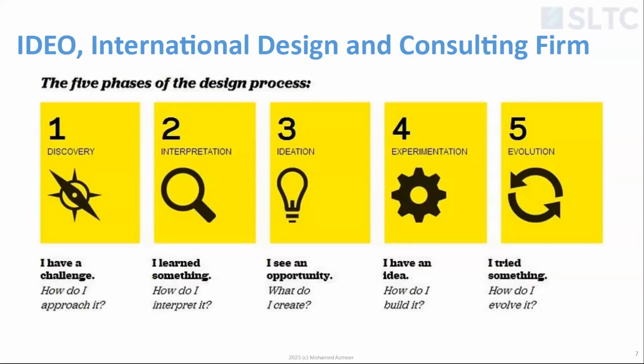And then comes the experimentation. I have an idea. How do I build it? So it might be a physical product, it might be an idea, it might be a mobile app, website, book, anything for that matter. And the last is also very interesting. It's called evolution. So you keep trying until your product is perfect. I tried something, how do I evolve it? So it keeps on testing until you get the right product so that you can go to the market. So this is another concept, another way of looking at design thinking.